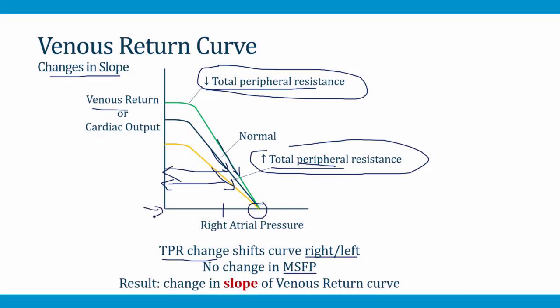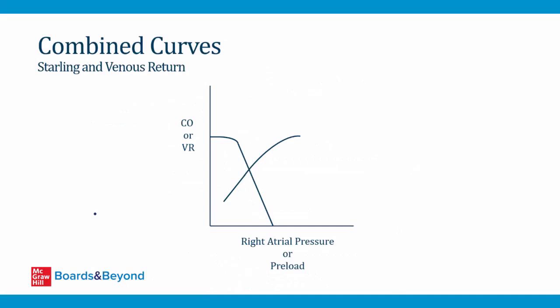That's not affected by peripheral resistance. So the result is that you get a change only in the slope of the venous return curve when TPR changes. So now that we understand Starling curves and venous return curves, we can talk about combined curves where you put the Starling and venous return curves on top of one another.